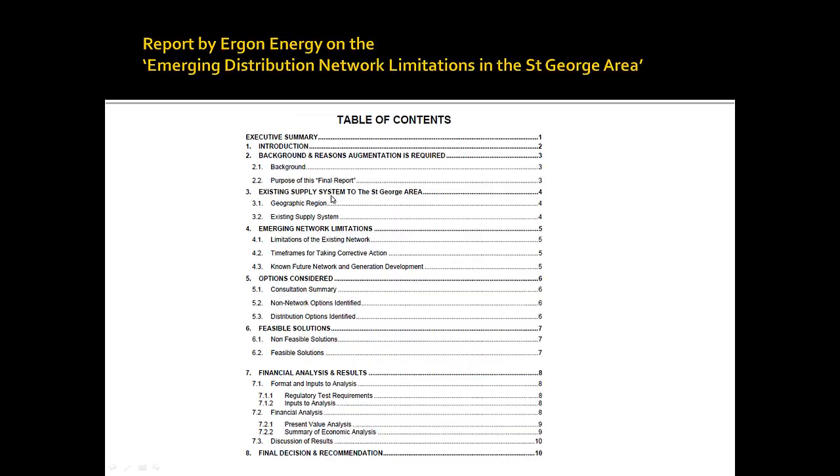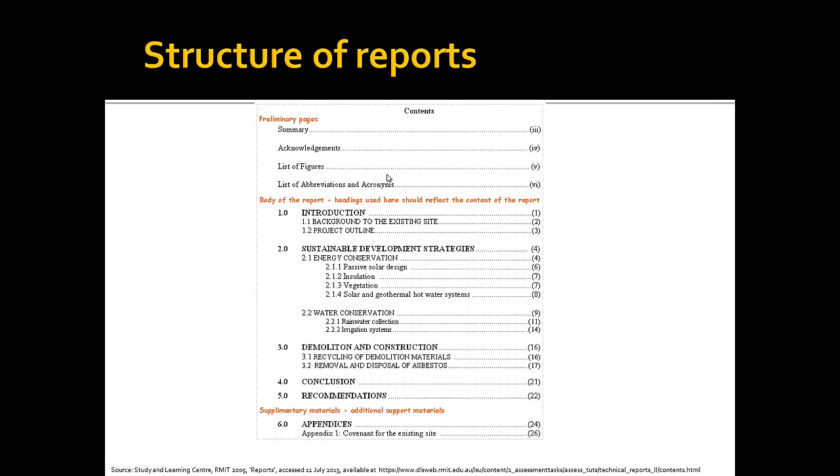And here's a report by Ergon Energy into the emerging distribution network limitations in the St. George area. So again, the same sort of features: table of contents, summary at the beginning, introduction, some background information, then we get into the headings and subheadings that constitute the bulk of the report, and finally some final decision and recommendation. So you can see that all of these reports have some things in common. They generally have preliminary pages, the body of the report, broken into headings with subheadings, and then recommendations at the end, and then appendices that follow, with page numbers listed down the right-hand side.